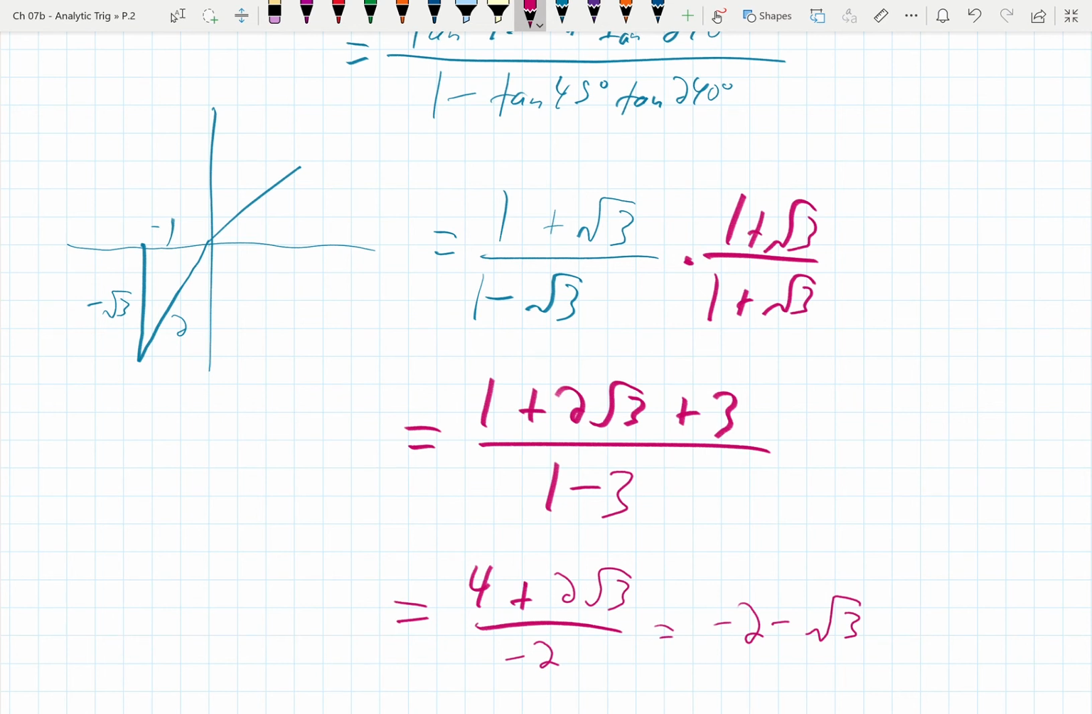And the reason that that's easier is because you could approximate that pretty decently. Root 3 is about 1.7, so negative 2 minus root 3 is like negative 3.7. You would know that by looking at this. You wouldn't know that by looking at the unrationalized form.